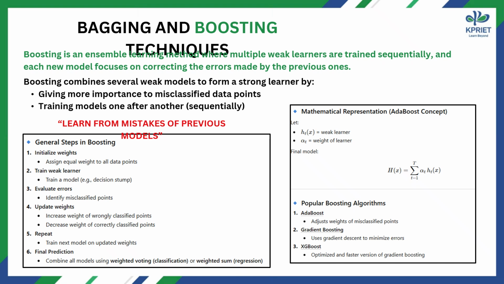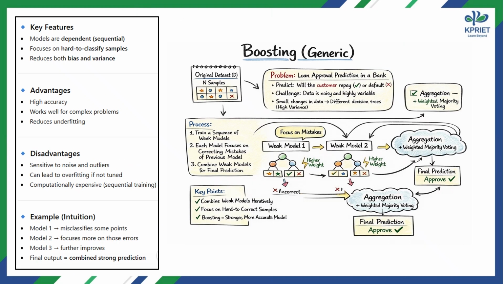First, weights are initialized, then weak learners are trained, errors are evaluated, weights are updated, the process repeats, and final predictions are made. This is the mathematical model for boosting techniques, and this is the formula for it. The popular boosting methods used are AdaBoost, gradient boosting, and XGBoost. The key features are that they are dependent, focus on hard to classify samples, and reduce both bias and variance.